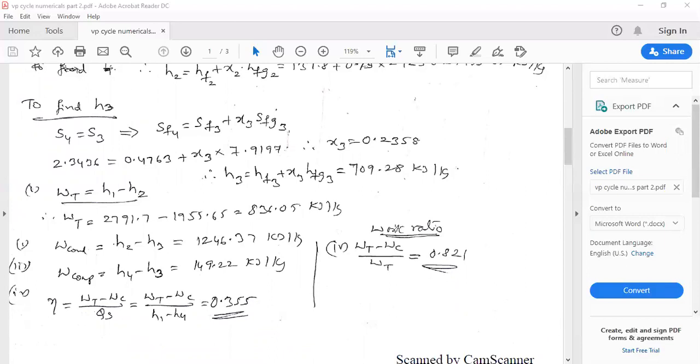What is work ratio? Work ratio is the actual work done, that is turbine work minus condenser work, divided by turbine work. So turbine work is 836, minus compressor work is 149.2, divided by turbine work, we get the work ratio.